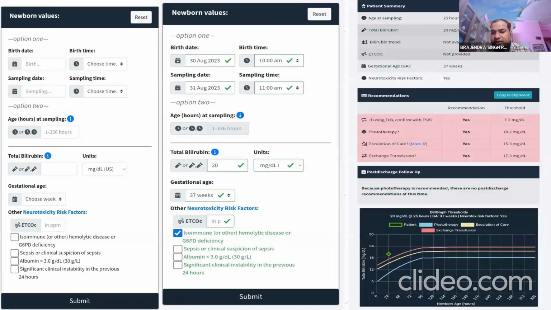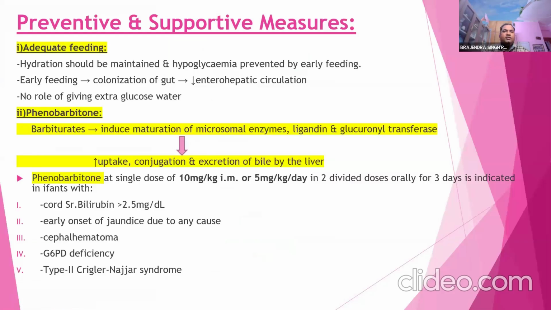You will find the graph, and you get your serum bilirubin level, where it lies: in the phototherapy range, or no intervention range, or exchange transfusion range. So now we go to the prevention and supportive measures.